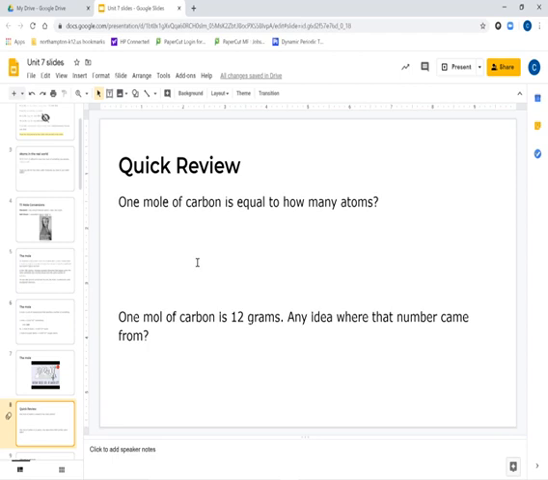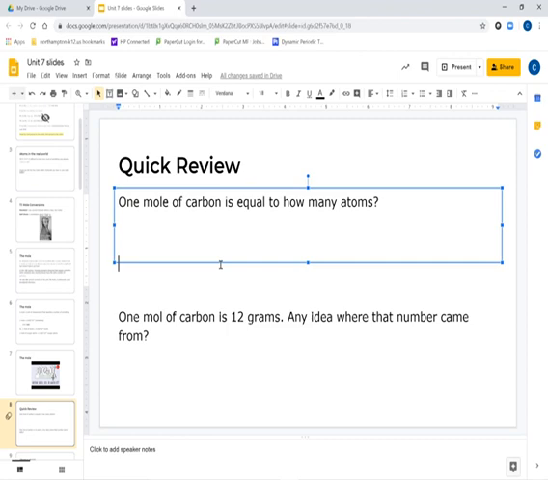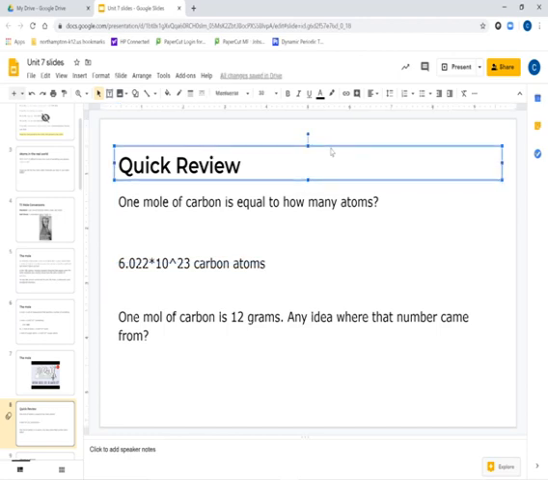All right, so if you have watched that video, now we're going to go through the math a little bit. So 1 mole of carbon, how many atoms of carbon is that? Well, this is just a mole, so it will always be 6.022 times 10 to the 23rd whatever. And we're talking about carbon atoms, so this will be 6.022 times 10 to the 23rd carbon atoms. Okay? Because 1 mole is always this number.